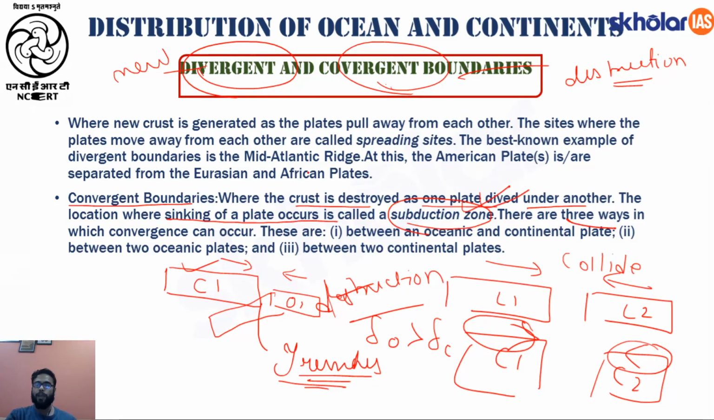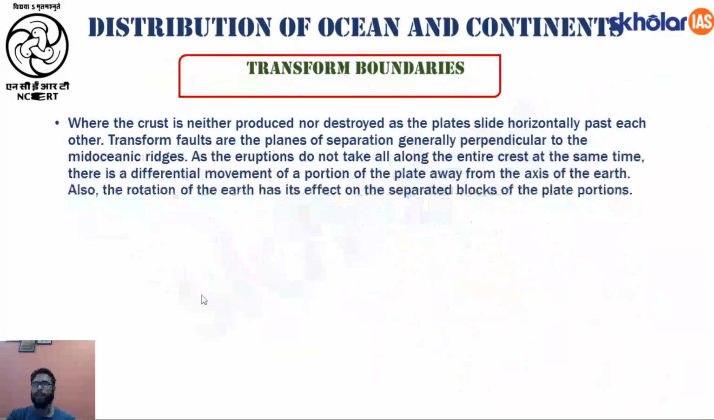And there are three ways in which convergence can occur. Firstly, between an oceanic and a continental plate. Okay, so convergence can take place between an oceanic and a continental plate, as shown in this diagram. Then convergence can also take place between two oceanic plates, or convergence can also take place between two different continental plates, right? So this was all about divergent and convergent boundaries.